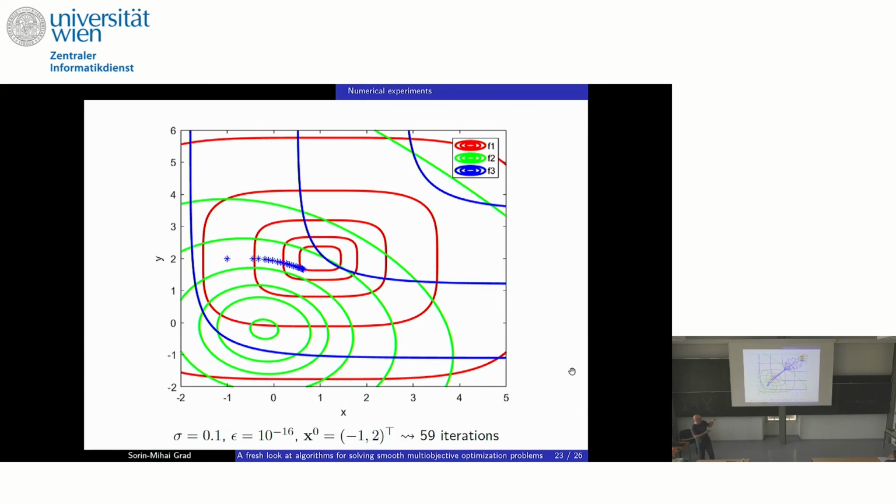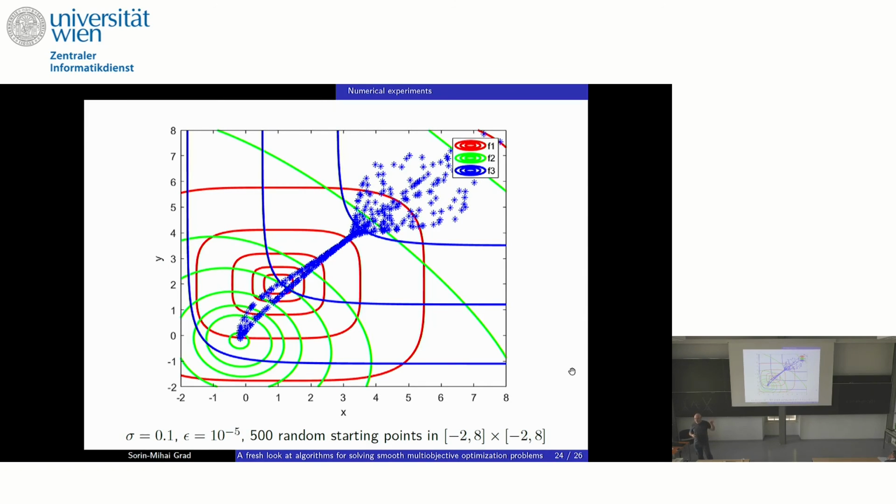In these earlier cases, there was a starting point and the end point, but here just the end point. So we took 500 random points, not in the whole space, but in a certain area, and it delivered something like this.